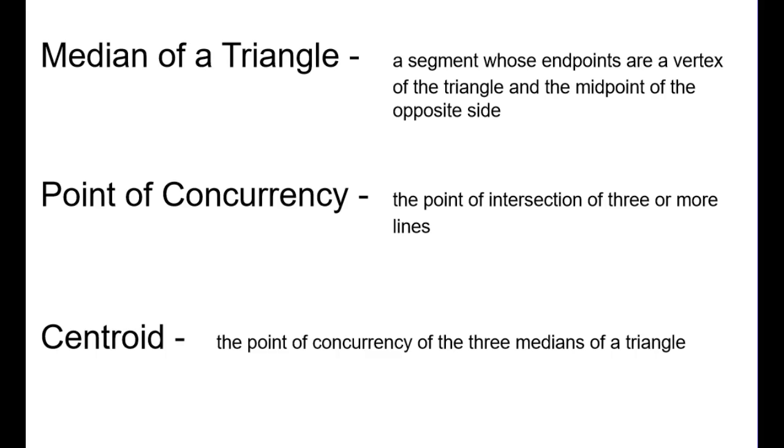Now we have three different vocabulary terms. We have the median of a triangle, which is a segment whose endpoints are a vertex of the triangle and a midpoint of the opposite side. That's a median. A point of concurrency is the point of intersection of three or more lines. And then a centroid is the point of concurrency of the three medians of a triangle. Okay, so three vocabulary terms to be aware of.